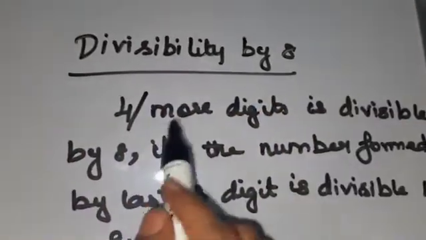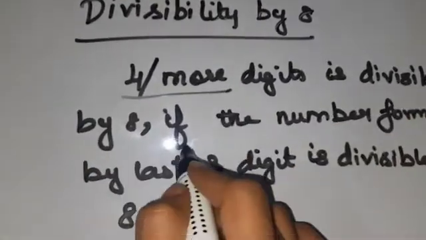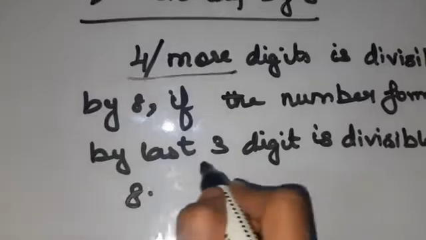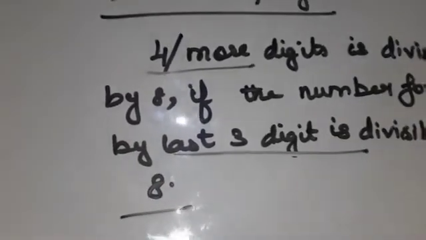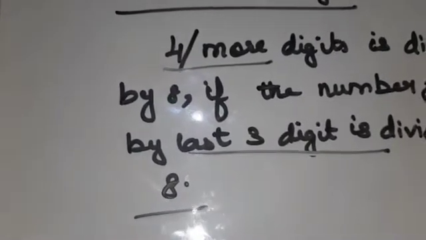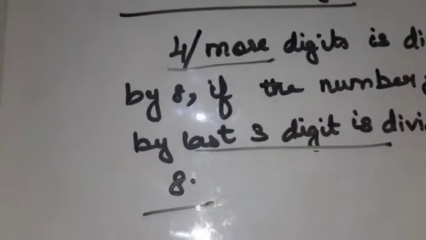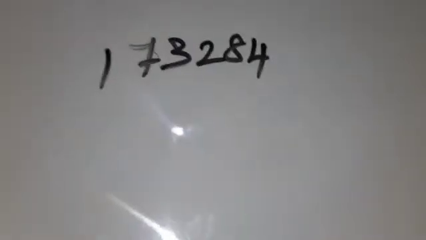Divisibility by 8. A number with 4 or more digits is divisible by 8 if the number formed by the last 3 digits is divisible by 8. For this, what we have to do is perform the normal division method and get to know whether the last 3 digits are divisible by 8 or not. Now let's check with an example.